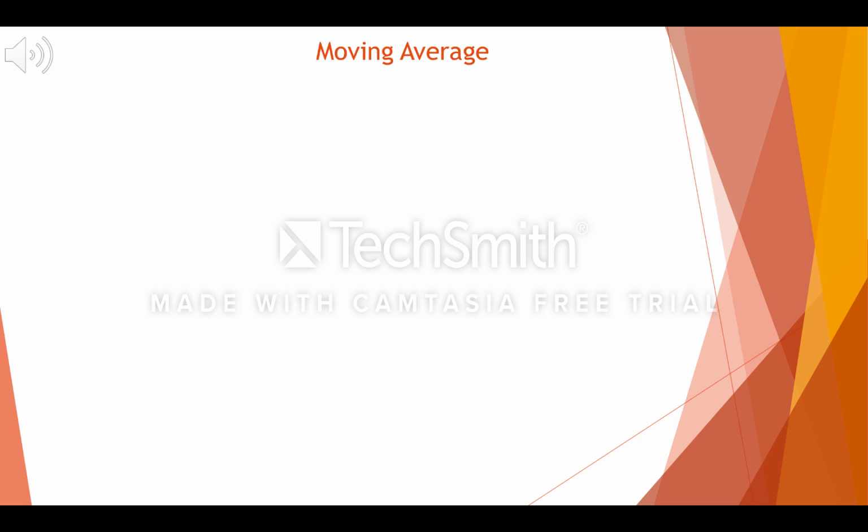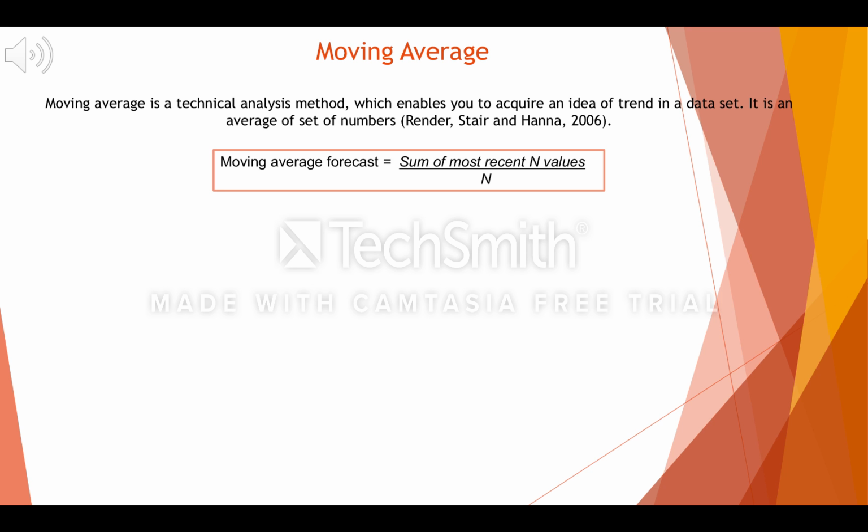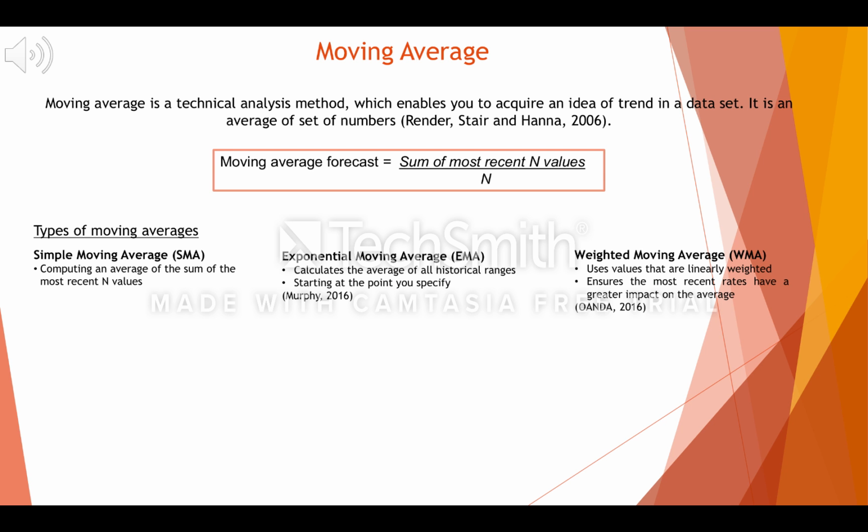Moving average is a technical analysis method, which enables you to acquire an idea of trend in a data set. It is an average of a set of numbers. The moving average forecast can be calculated by dividing the sum of the most recent n values by n. There are three types of moving average.